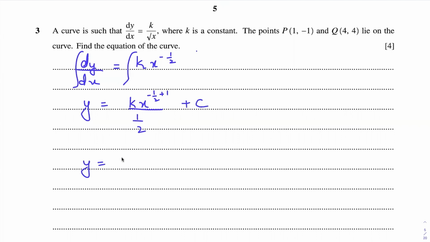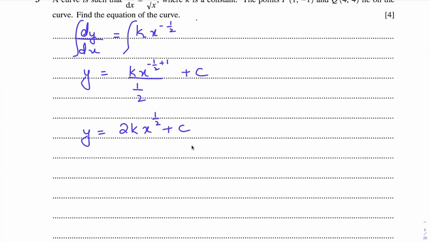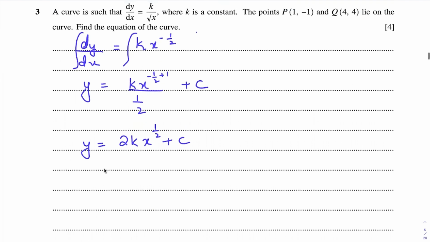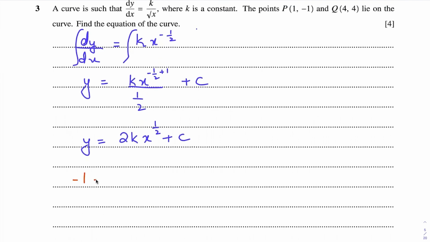So our equation is y is equal to 2k x to the power 1 upon 2 plus c. Now to find the value of k and c, which are constants, we have 2 points on the curve which are (1, -1) and (4, 4). So first, substituting point P, which is (1, -1), we get -1 is equal to 2k times 1 plus c. So this will be our first equation.